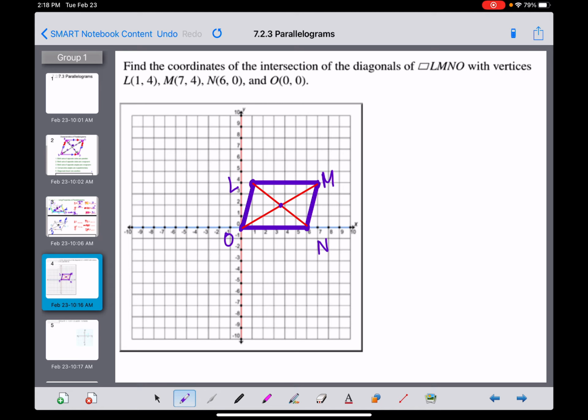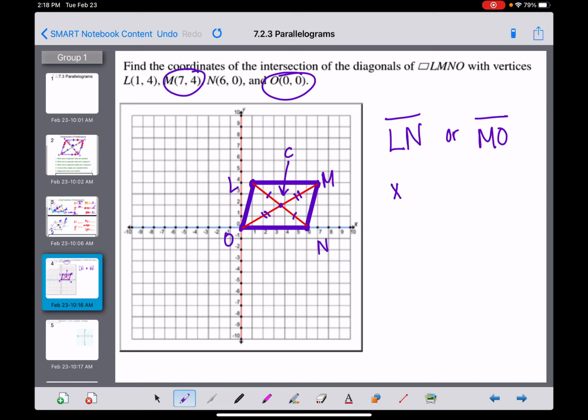Since I know diagonals bisect one another, that means that this coordinate in the middle, we'll call it C, acts as a midpoint. So I either need to find the midpoint of LN, or I could find the midpoint of segment MO. It doesn't make a difference because it's in the middle of either of them. I'm going to choose MO just because O has 0, and that's easy to add.